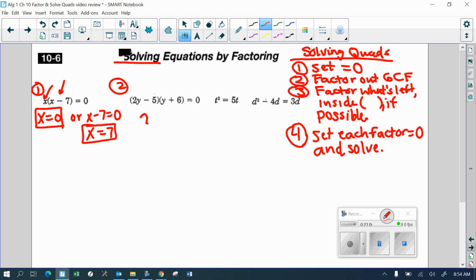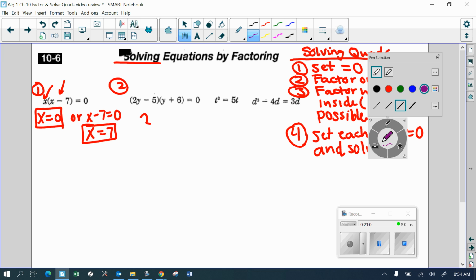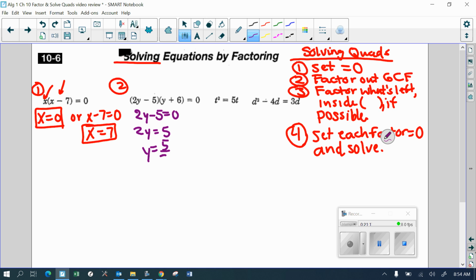Here I set 2y minus 5 equals 0. That's one factor. 2y equals 5 and y equals 5 halves. There's one answer. Or y plus 6 equals 0, and therefore y equals negative 6. There's my other answer.